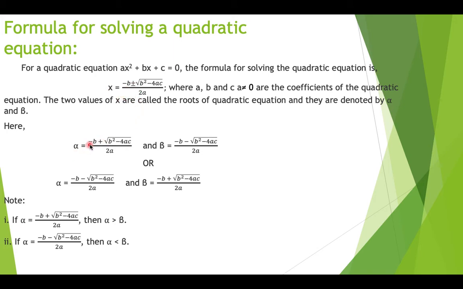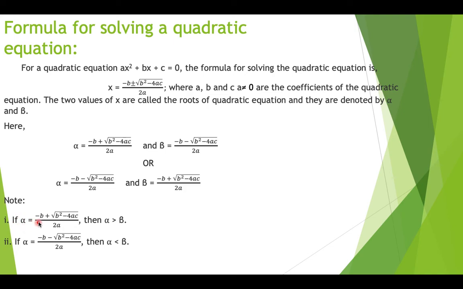So alpha is equal to minus b plus root of b square minus 4ac upon 2a, and beta is equal to minus b minus root of b square minus 4ac upon 2a. Alpha and beta are called the roots of the quadratic equation, and the value b square minus 4ac is called the discriminant. We'll be looking at that in practice set 2.5. It is also called delta or discriminant, which is useful for finding out the nature of the roots of a quadratic equation.